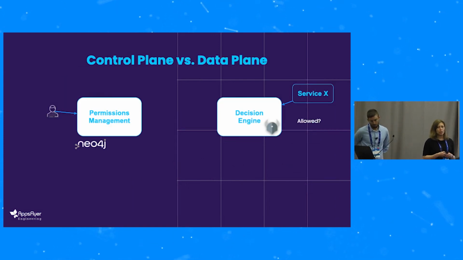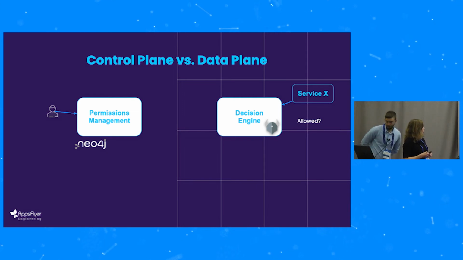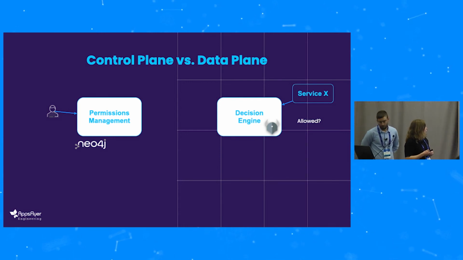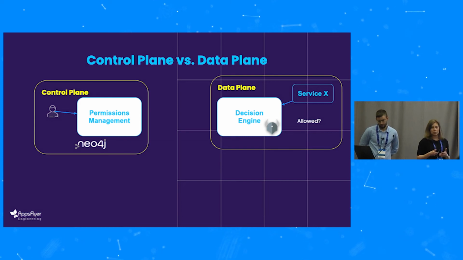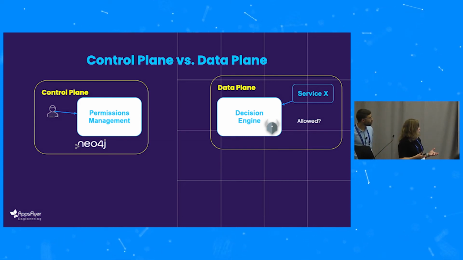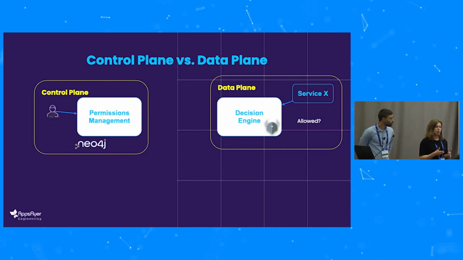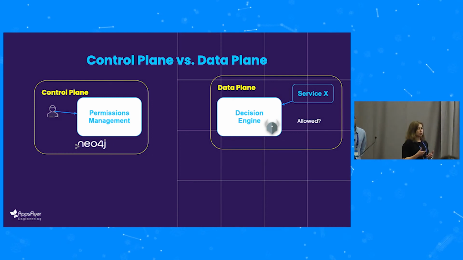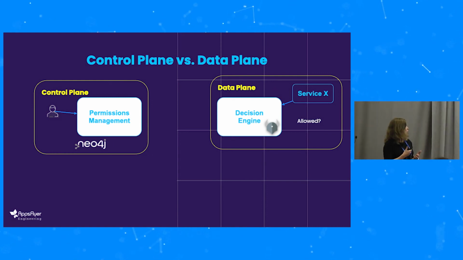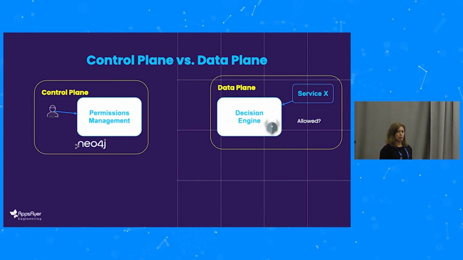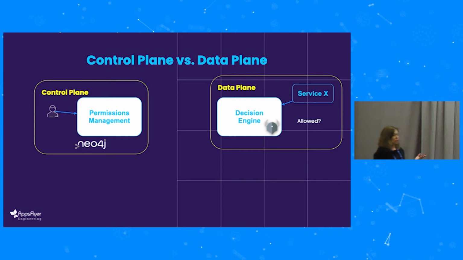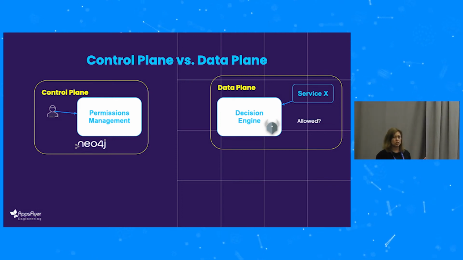So I'll drill down a little more into how the solution works and how we have this control plane and data plane. Permission management is the heart of the system. It's implemented on top of Neo4j with a graph of the entity domain model and the extended graph of the authorization. When a user modifies a permission, he talks to the permission management and updates the definition in Neo4j.